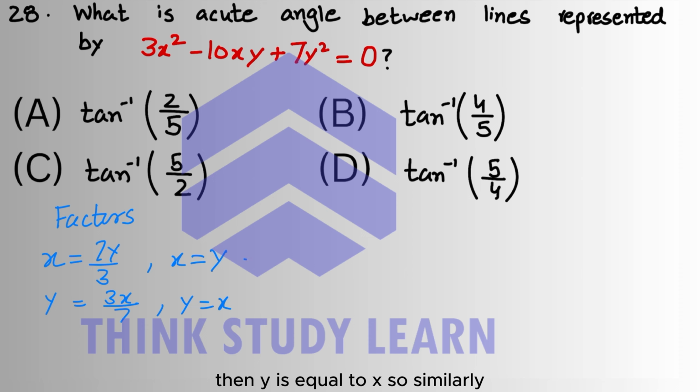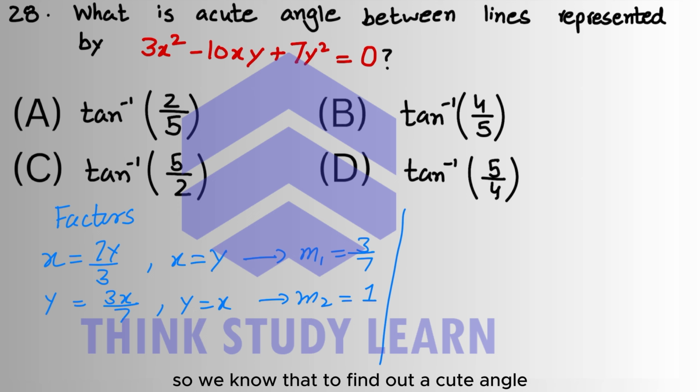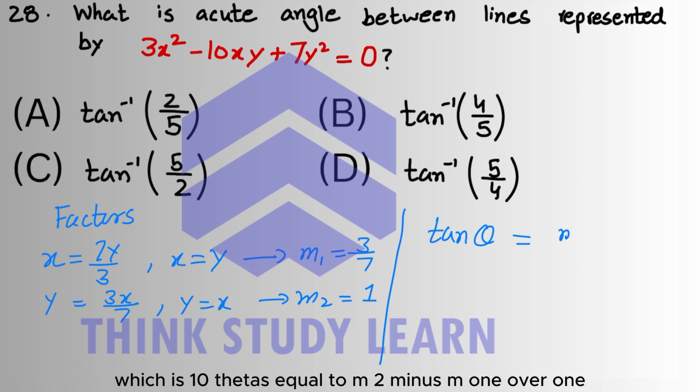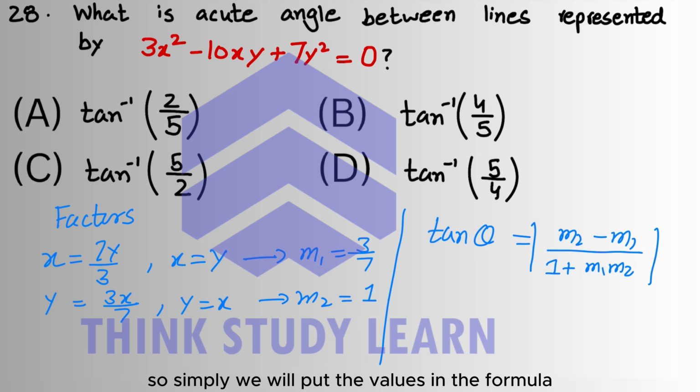So similarly, the slopes will be m1 = 3/7, and the slope for the second equation will be 1. So we know that to find the acute angle, we have a formula which is tan θ = |(m2 - m1)/(1 + m1 m2)|. So simply we will put the values in the formula to find the acute angle.